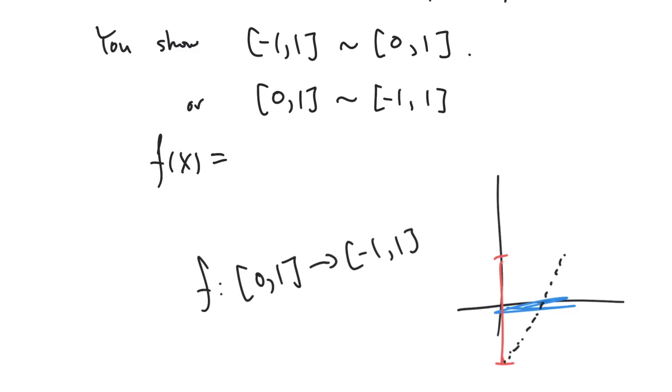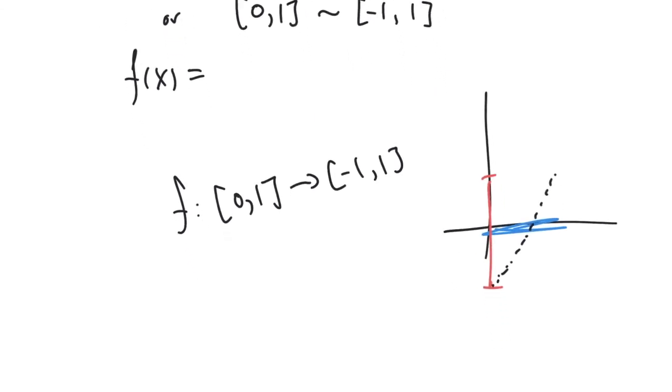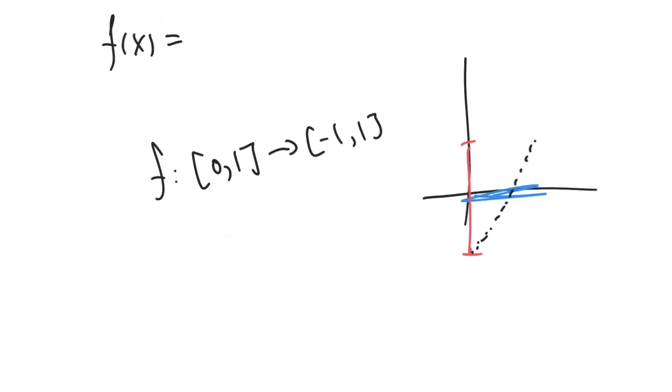If you follow my suggestion here to find the function, its graph would look something like that, where this is 1 here, this is minus 1, this is 1. That's 0, of course. This is a function whose domain is 0 to 1, and its range is minus 1 to 1. And the equation of that line would be f of x equals 2x minus 1.